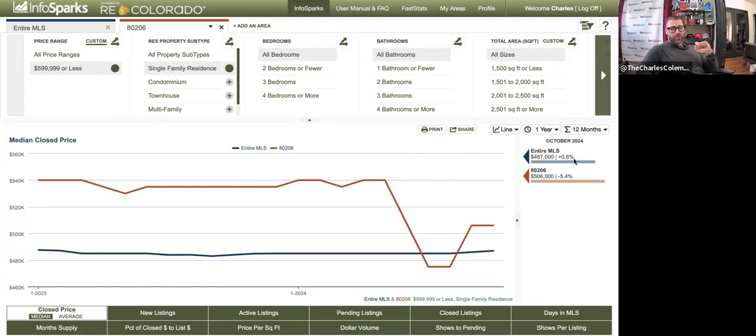Here we go. The entire MLS 487. It's gone up 0.6% versus Taylor's zip code of 80206. That median price point is $506,000 and it's gone down 5.4% for single family homes in this neighborhood, or in the zip code specifically. So we can actually go see here is the zip code, and somewhere in May, it started to drop. All right. So we see it drop July, it kind of flat lines into August, and then September, we start popping back up.